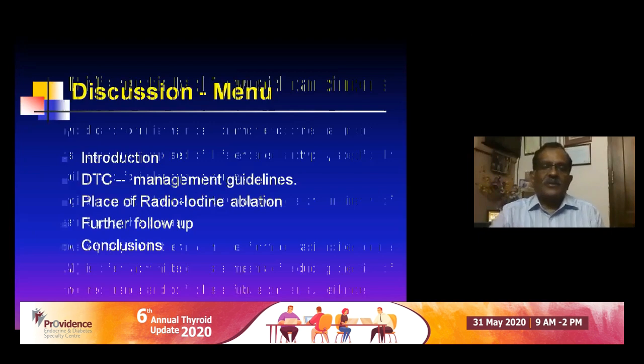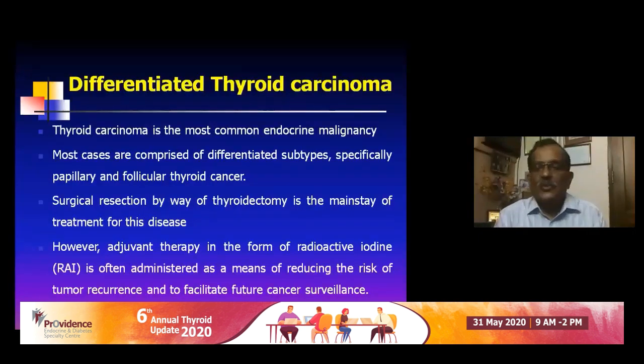Now, differentiated thyroid cancer is the most common endocrine malignancy. Most cases are comprised of differentiated subtypes, specifically papillary and follicular thyroid cancer. Surgical resection by way of thyroidectomy is the mainstay of treatment for this disease. However, adjuvant therapy in the form of radioactive iodine is often administered as a means of reducing the risk of tumor recurrence and to facilitate future cancer surveillance.